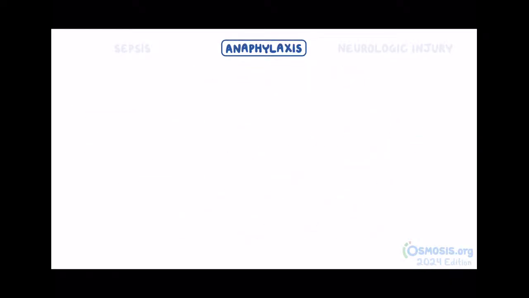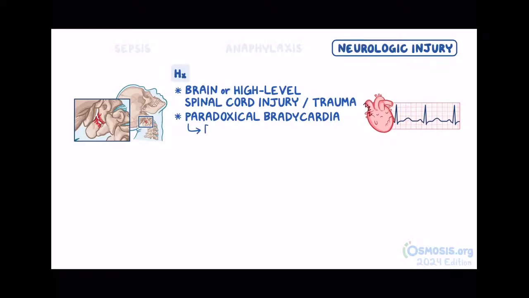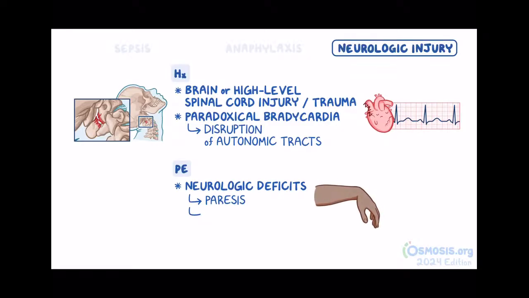The least common type of distributive shock is neurogenic shock. History generally reveals brain or high-level spinal cord injury or trauma. In contrast to other types of shock that compensate for low cardiac output by increasing the heart rate, in patients with neurogenic shock, you may see a paradoxical bradycardia due to disruption of autonomic tracts. Additionally, the physical exam might reveal neurologic deficits such as paresis and paralysis.